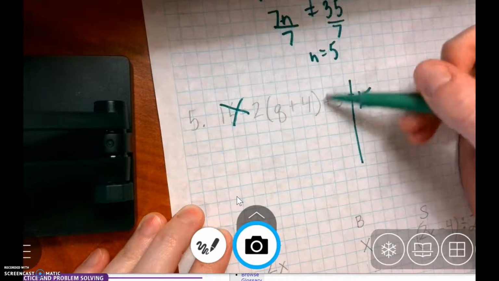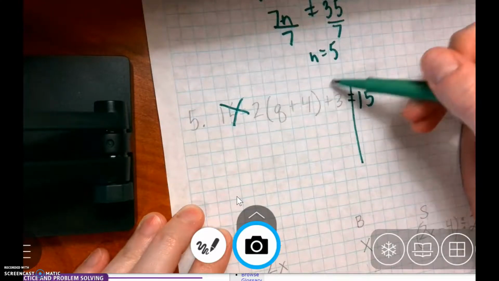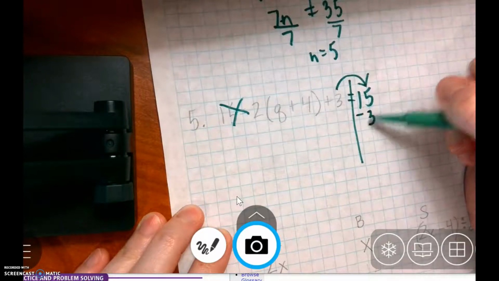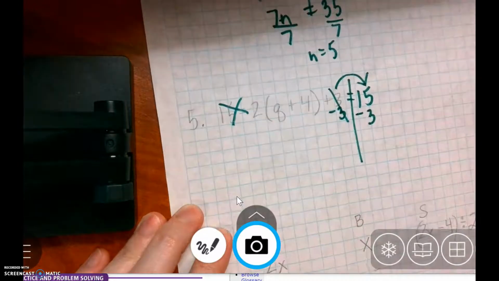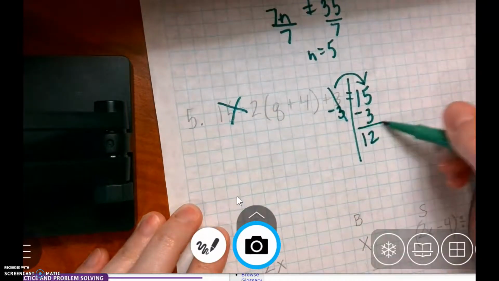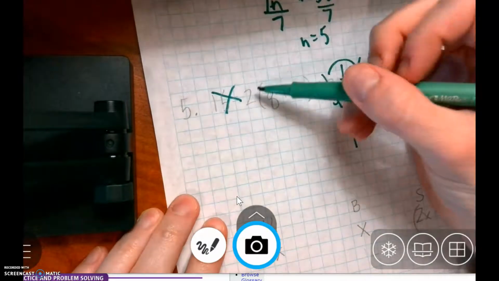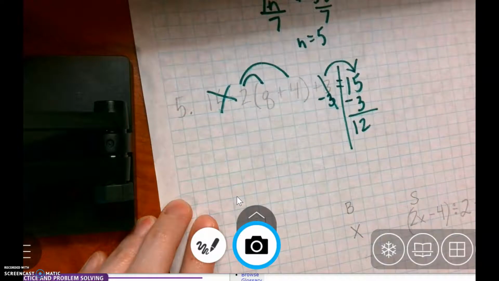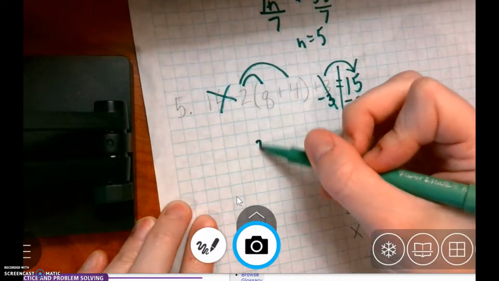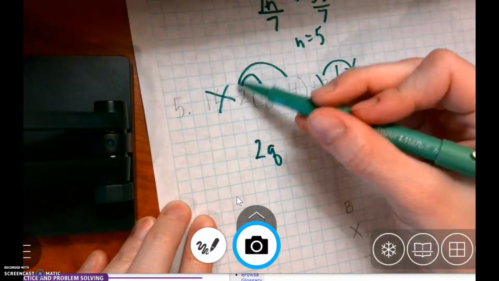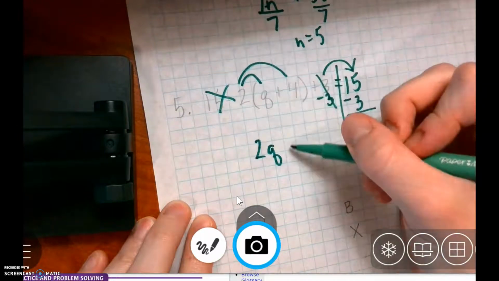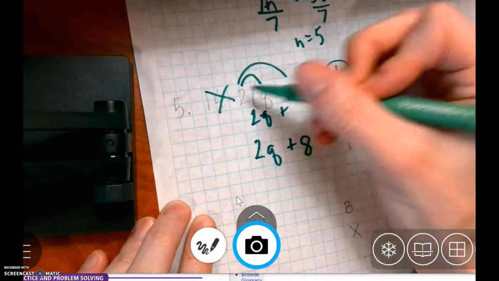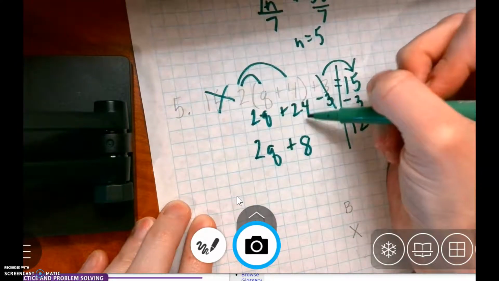This is not inside the parentheses, it just says plus 3. So I'm going to bring this over and do the inverse. Plus 3, the inverse would be minus 3. So 15 minus 3 is 12. Now I'm going to get rid of these parentheses and do the distributive property. I'll do 2 times q, and then 2 times positive 4 would be positive 8.